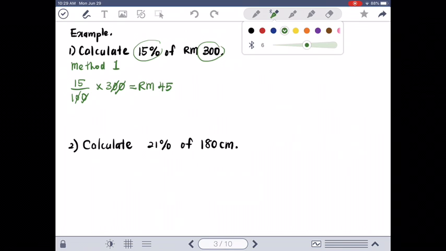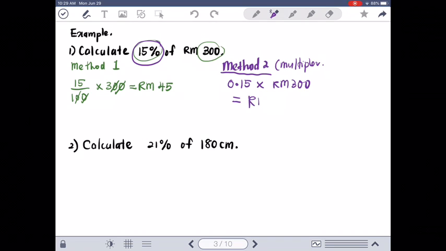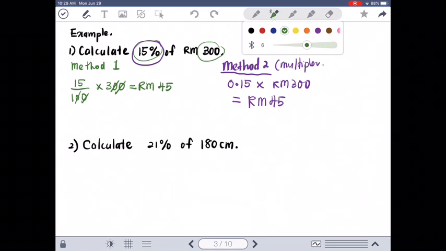Now we look at method 2, where we use the multiplier. We know that the multiplier for 15% is 0.15. Multiply with RM 300. You press your calculator, you still get RM 45, the same answer. That is when we use the multiplier.